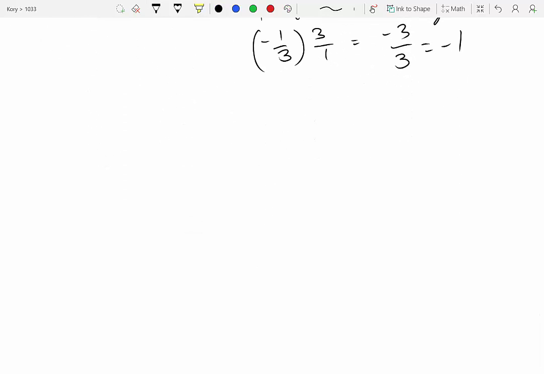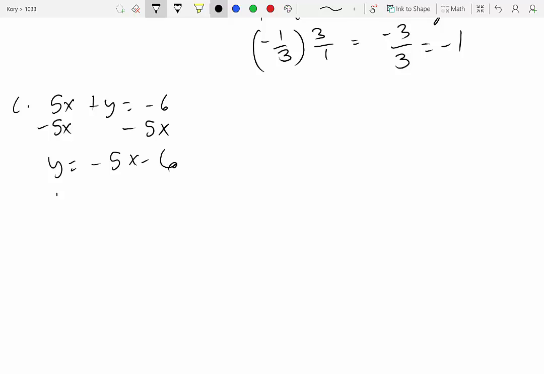All right, C. We have 5x plus y equals negative 6. We subtract 5x. So we have y equals negative 5x minus 6. That means our m is negative 5.